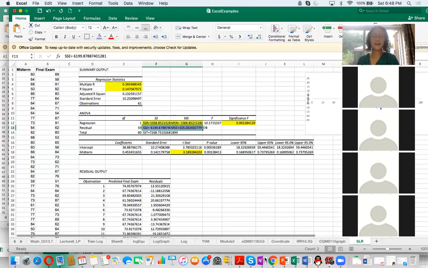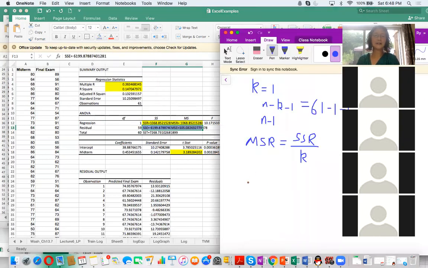Okay. SSE and MSE: MSE, the mean square due to error, equals the sum of squares due to error divided by the degrees of freedom for error. It is n minus k minus 1. In this case, it is 59. So if you use SSE divided by 59, you get MSE. That is the MS.